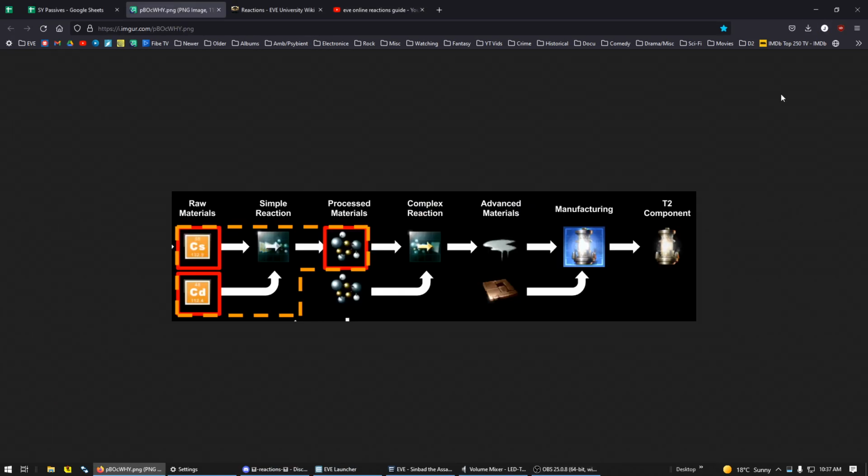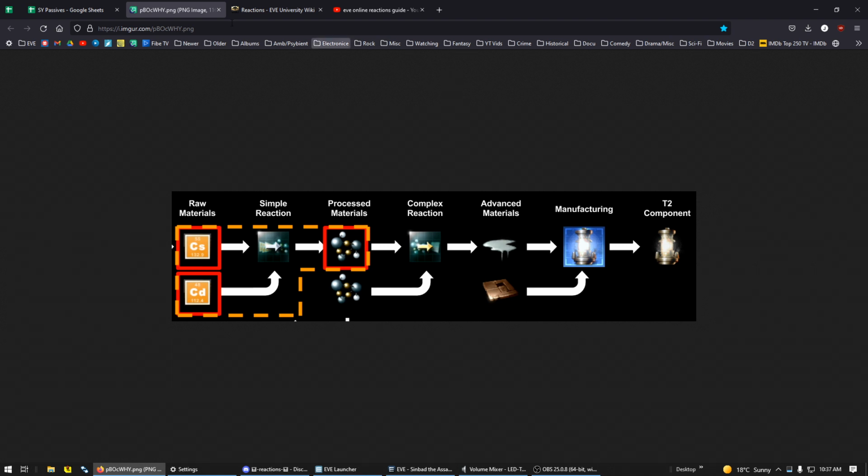All right, guys, I'm going to do a brief overview of reactions. Reactions are taking lower end materials, processing them, and making them into higher end materials, and eventually components for T2 and T3 chips or drugs. So in our system, we're going to be doing initially composite reactions. That's the T2 production chain.